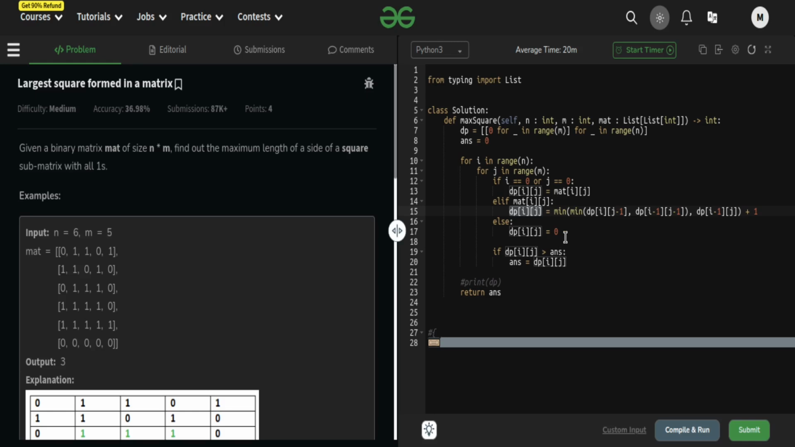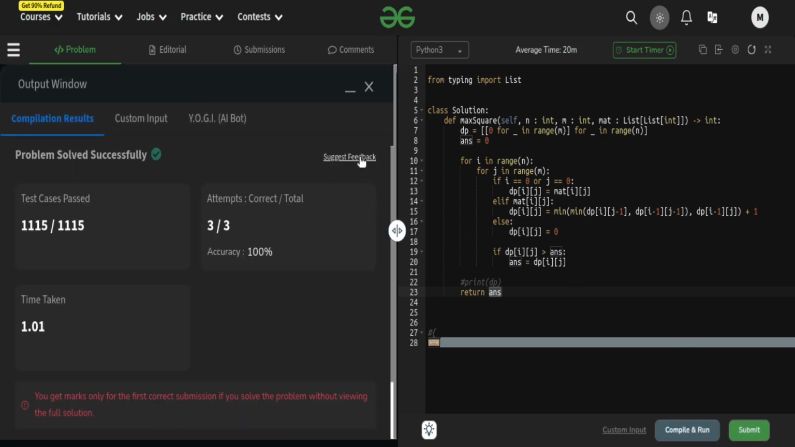Otherwise, dp of i comma j equals 0. And then we are computing the answer, which is the maximum value of dp i comma j. And towards the end, we are returning answer. So that's the Python implementation, folks. Now let us submit our solution. So our Python solution got accepted.